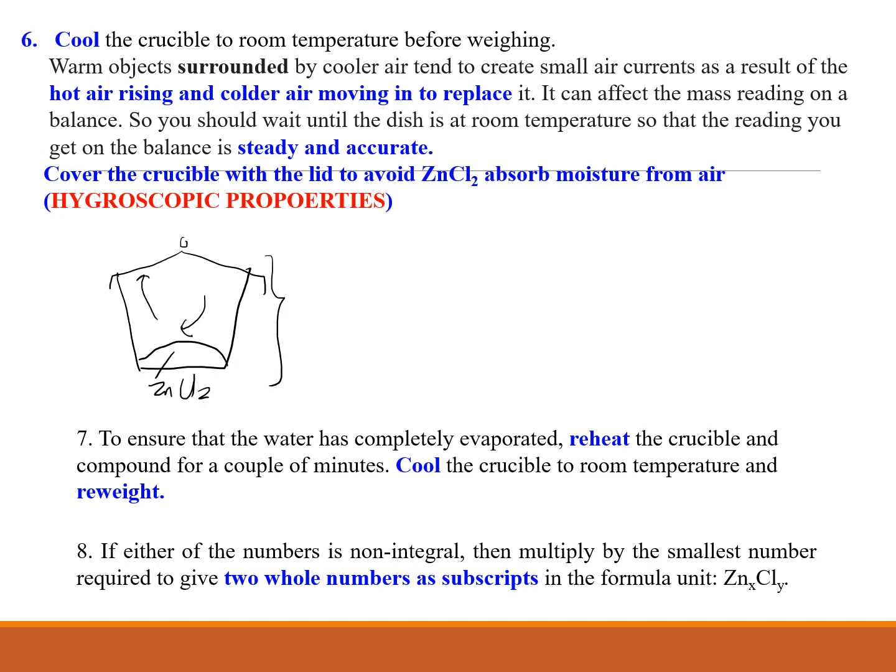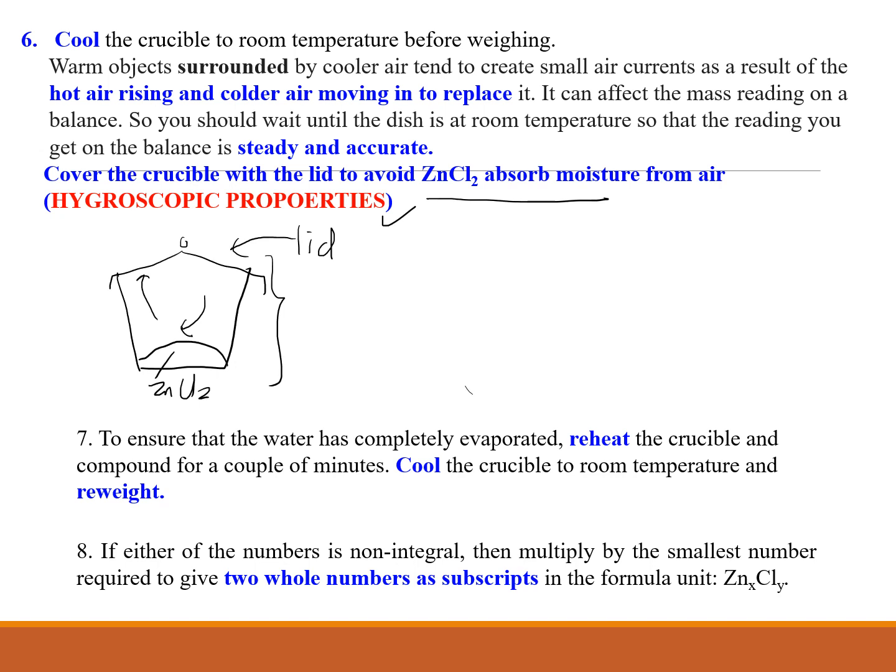The next thing to take note of is to cover the crucible with the lid. So this is a lid. Why? Because zinc chloride has a hygroscopic property. Hygroscopic means a substance that is able to absorb water from the air, like honey. Zinc chloride can also behave like this. So we cover the lid so that zinc chloride does not absorb moisture from the air. If you don't cover the crucible with the lid, at the end you will find that the zinc chloride forms a liquid.